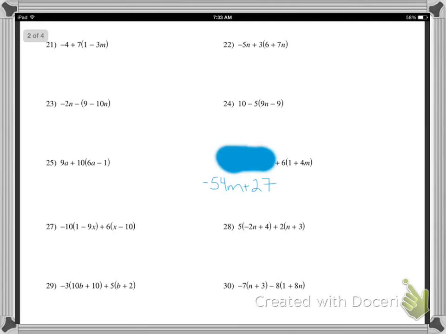And so now what we do is the 6 times 1, positive 6, 6 times 4m, positive 24m. And what happens is, in the end, you've done this whole thing. And this big long thing that you have is the result of doing the distributive property to both. They just sit next to each other. See, it's not that big of a deal.